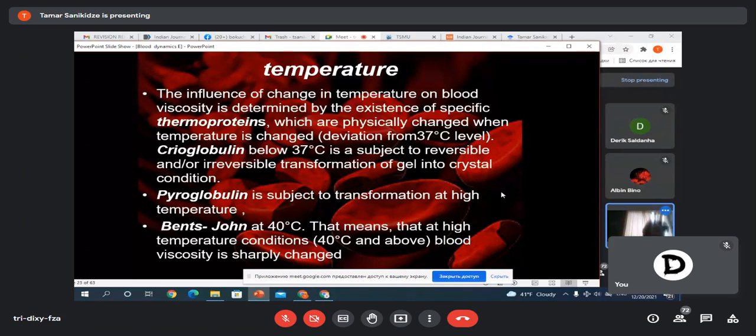Among them, there are specific proteins, the thermogenins, whose aggregative property will be changed in a very narrow interval of temperature, the physiological interval from 35 to 40 degrees. And in this interval, when the body temperature increases, it is clear that the proteins will be transformed into a liquid state. The blood viscosity will be decreased.